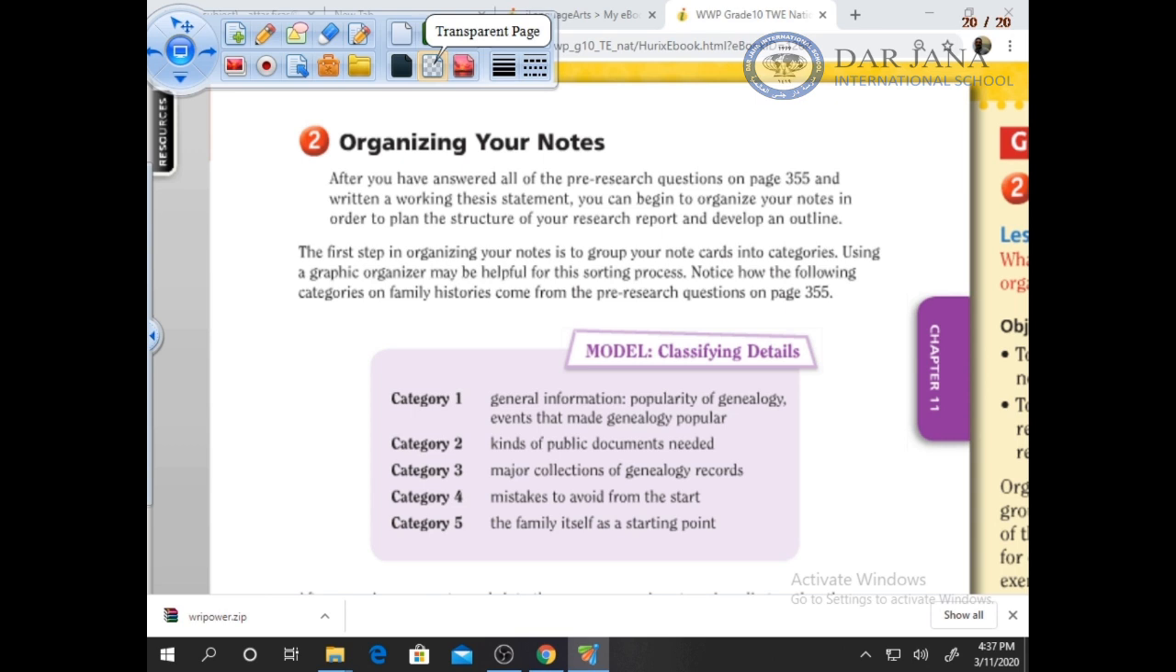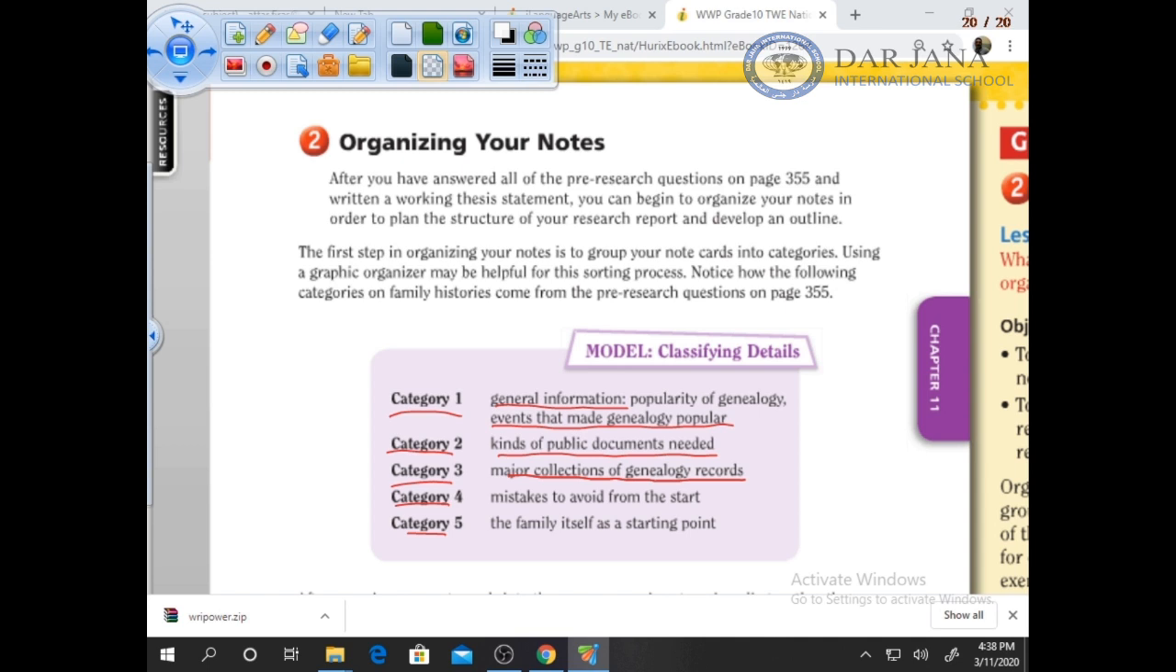If you look at the model on classifying the details, category 1, for example, includes general information, the popularity of genealogy, and events that made genealogy popular. Also category 2, category 3, category 4, and category 5 are examples on the research topic given in the book as a reference for you. Category 2 includes mainly the kinds of public documents needed. Category 3 includes the major collections of the records related to genealogy, and so on to category 4 and 5. Now you have to follow these steps and organize your notes into such categories.